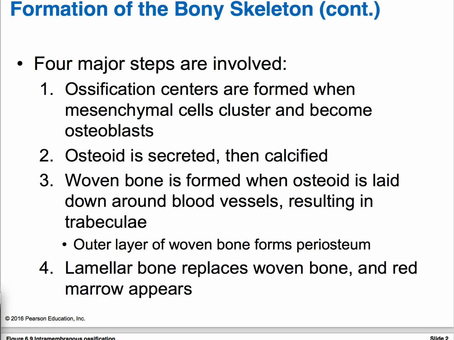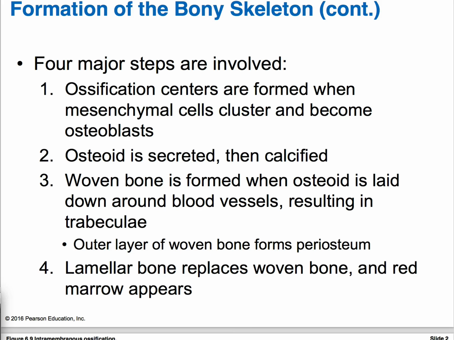Ossification centers form when these mesenchymal cells start to cluster and aggregate, and then they specialize into these osteoblasts. Once they specialize into osteoblasts, at that point they start secreting osteoid. Remember, this osteoid is going to end up being the matrix. Once that osteoid is secreted, then after some time passes, it starts to get calcified by calcium and other mineral salts that come in.